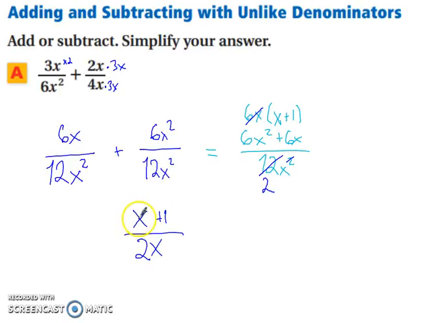Now, you can't cross off the x and the 2x here because there's a plus sign in between. Keep in mind, you can only cross these out when they're being multiplied. Like the 6x was being multiplied to the x + 1, and the 2 is being multiplied to the x. So therefore, we were able to reduce. Here, it's separated by a plus or a minus, so we can't. So that is your final answer.